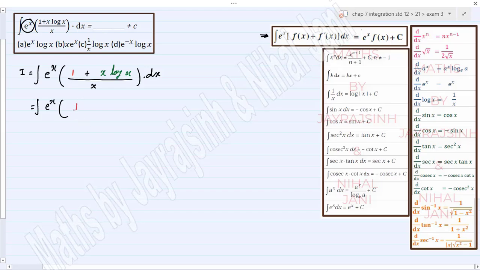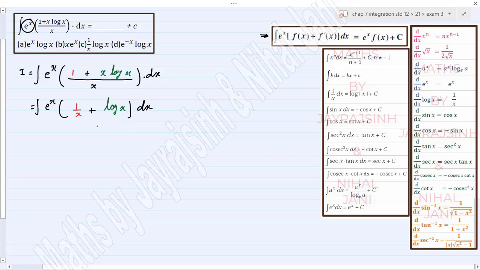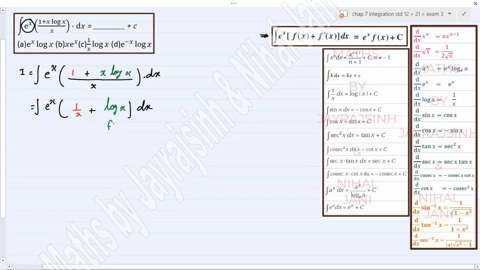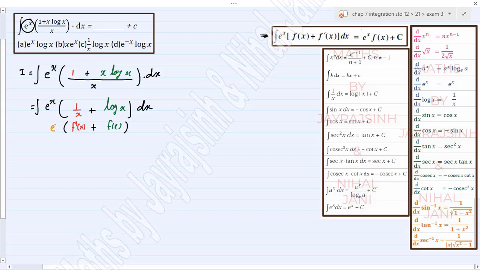So we will get 1 by x plus, in the second term, x and x will cancel out and log x will be the remaining term. Now here we get the f dash x plus f(x) form, where log x is your f(x) and 1 by x is your f dash x. The whole bracket is within the multiplication of e raised to x.